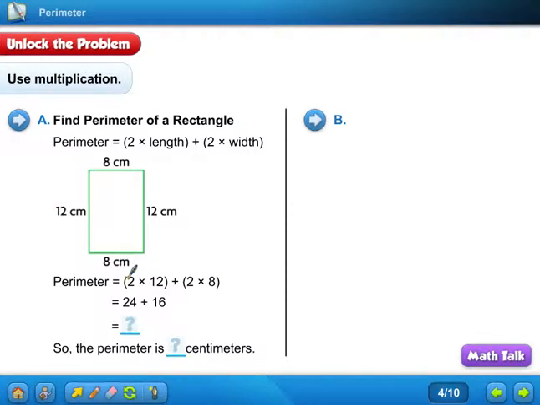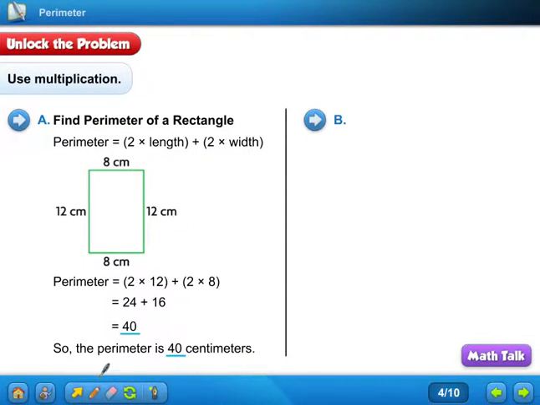Let's do it one more time. You have 2 12s, so we're going 2 times 12. You have 2 8s, 2 times 8. 2 times 12 equals 24 plus 2 times 8 equals 16. So the total is 40. So the perimeter is 40 centimeters.